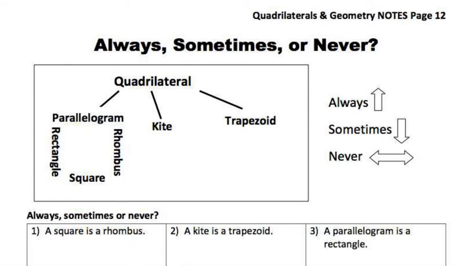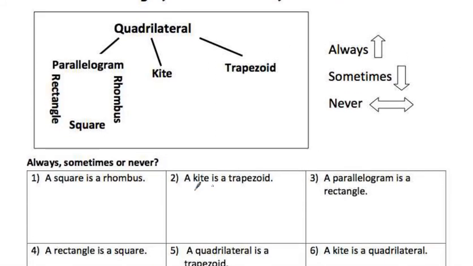And once you've gotten the chart drawn, the rule is always up, sometimes down, never side to side. Think of your parents waving their finger at you. Never, never, never, you're not allowed to do that. So let's go through these using our chart. A square is a rhombus. So a square to rhombus is going up. So square to rhombus, the direction for up, always up. So a square is always going to fit the characteristics for a rhombus.